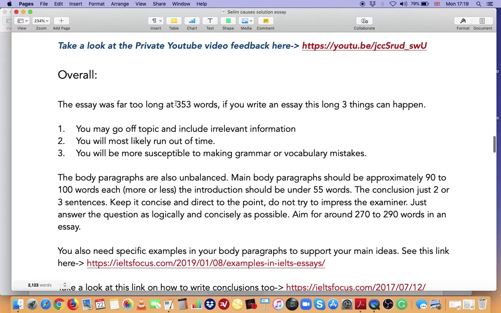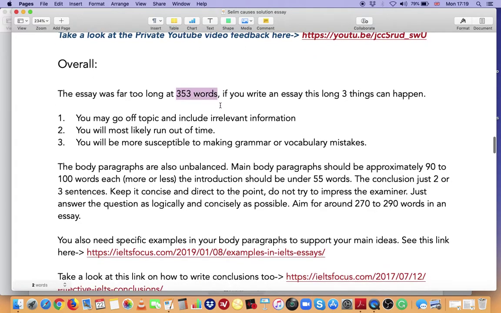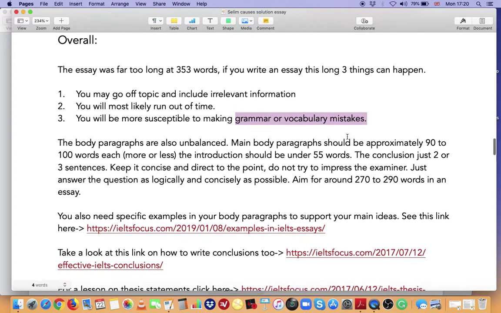Now the essay was very long, 353 words. The problem with that is you can either go off topic and you'll end up including irrelevant information, which he kind of has done a little bit. He's included information which is not really necessary. He needs to make it more concise. Another thing is you can run out of time, and you're going to be making more grammar and vocabulary mistakes if you have a very long essay like that.